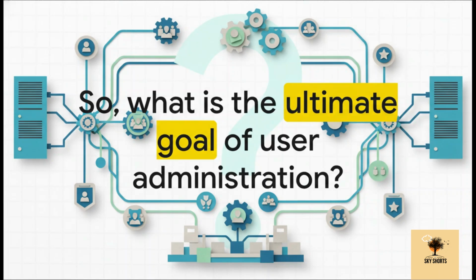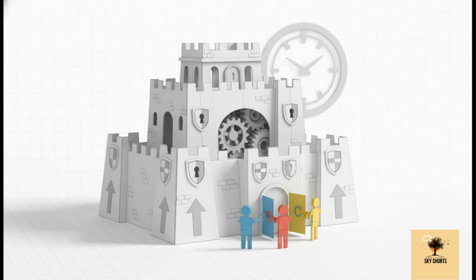So after all this, what's the big takeaway? What's the real goal here? Because it's not just about clicking buttons to create accounts. It's much bigger than that. It's about architecture. It's about building a system. What we're really doing is building a framework, a smart, scalable, and secure framework where the right people get the right access at the right time. When you get this right, the system works for you, not against you. It becomes manageable, auditable, and just clean.